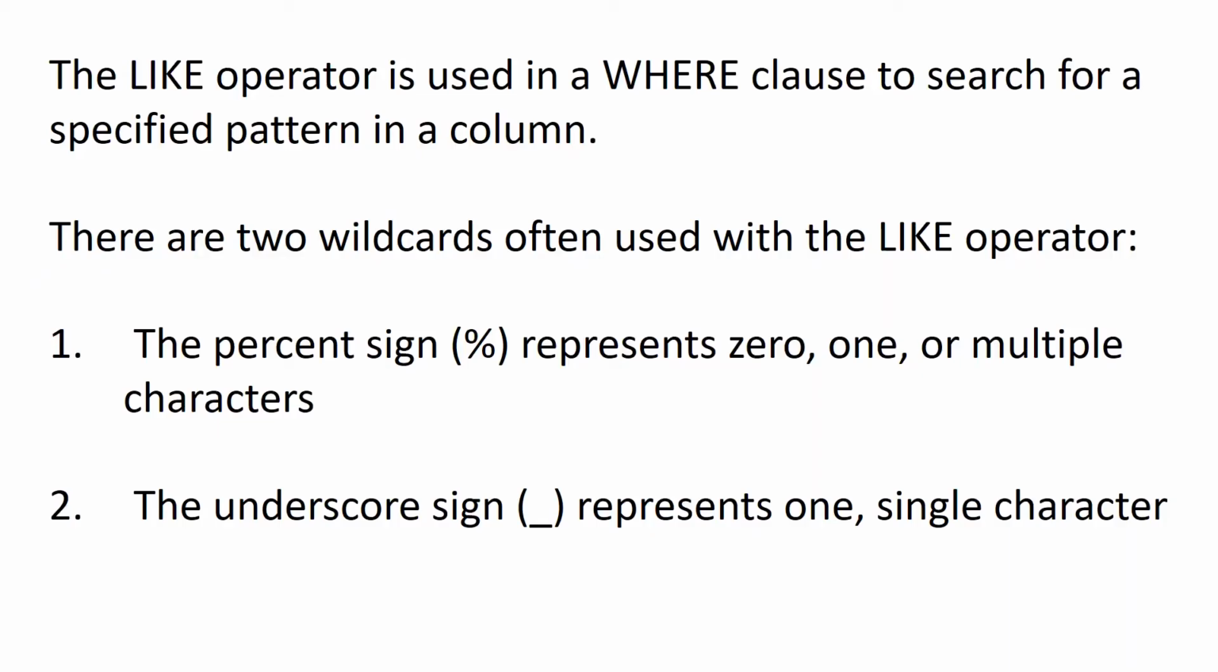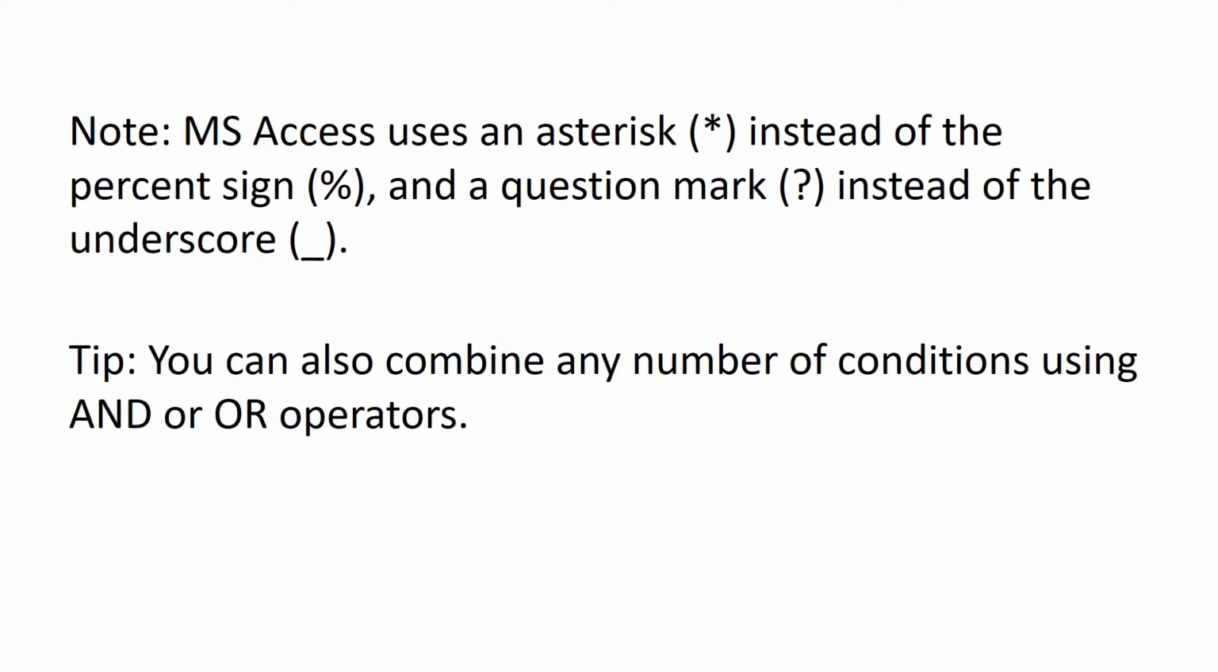The LIKE operator is used in a WHERE clause to search for a specified pattern in a column. There are two wildcards often used with the LIKE operator. One, we have the percentage sign representing zero, one or multiple characters. Two, we have the underscore sign representing one single character. Note, MS Access uses an asterisk instead of the percentage sign and a question mark instead of the underscore. Tip: you can also combine any number of conditions using AND or OR operators.